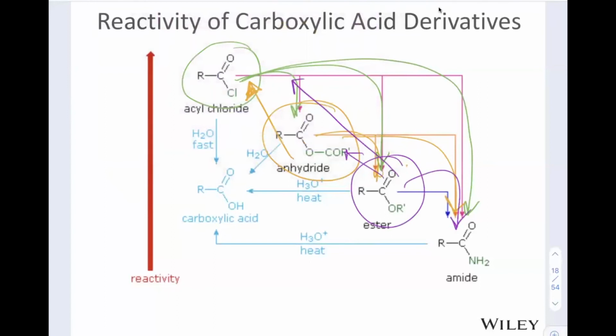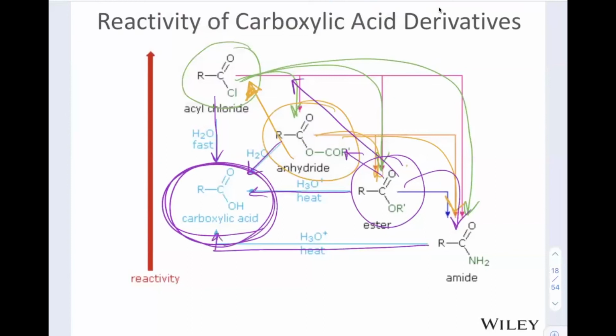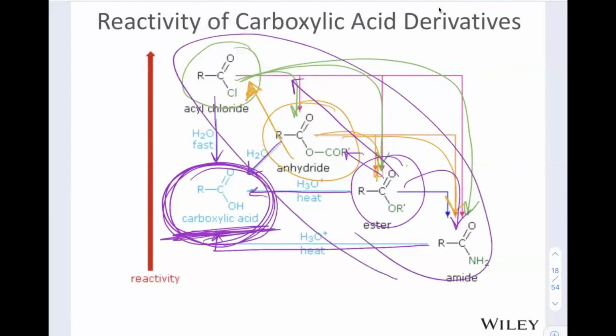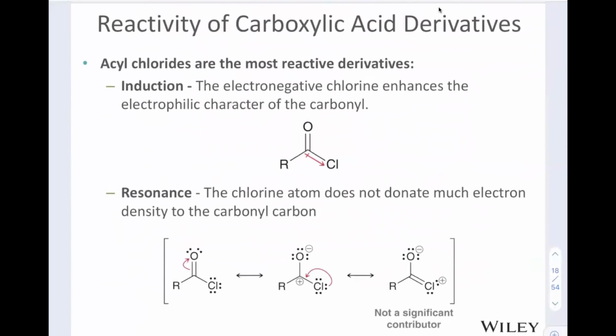What I wanted you to notice in terms of this figure that differs from the previous figure is that the carboxylic acid sits here as the central compound, and we can go from the acid chloride to the carboxylic acid, from the anhydride to the carboxylic acid, from the ester to the carboxylic acid, and from the amide to the carboxylic acid. Notice, however, that the carboxylic acid is a little less stable than the amide, so we have to add heat to that reaction. And so this is kind of the central compound, and that's why this chapter is called Carboxylic Acids and Derivatives.